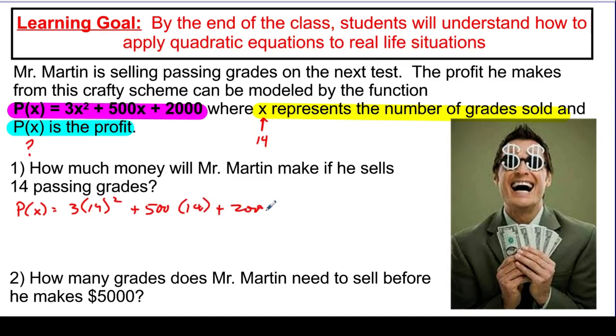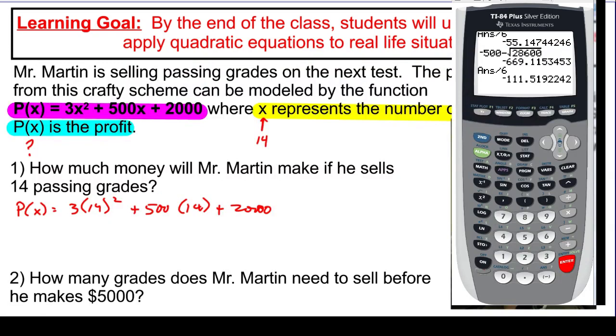Okay, and now I'm just going to let the calculator do the rest of the work to actually simplify this for me. Okay, so on my calculator, I'm going to type in 3 times 14 squared plus 500 times 14 plus 2,000. Okay, and it's going to tell us that when you plug in 14, you get back 9,588. So let's just write that down.